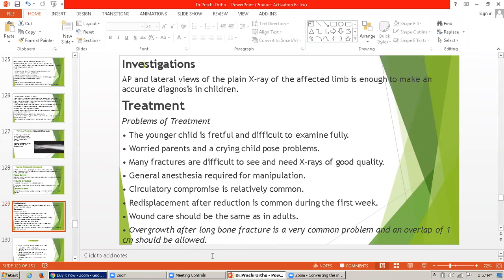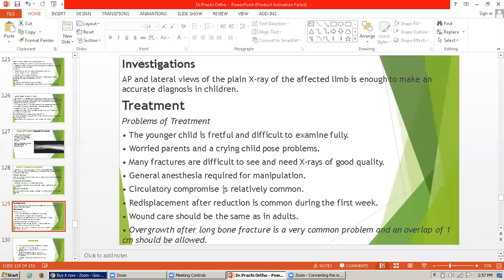So, for investigation, anteroposterior, that's AP, and lateral view of the plain X-ray of the affected limb is enough to make an accurate diagnosis in children. And the treatment shows problems of treatment. That is, when we treat such a patient, the younger child is very fretful and difficult to fully examine, and parents are already worried. So a crying child and worried parents pose a problem. Many fractures are difficult to see and need X-ray of good quality.